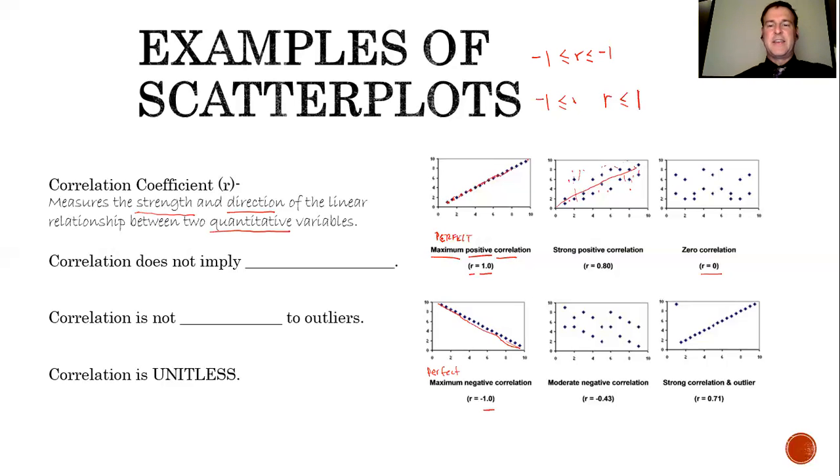Same idea: as your points begin to separate, maybe there's a line that fits those points somewhat, but as those points separate around the line, your r gets not smaller, but closer to 0. It gets closer to 0.